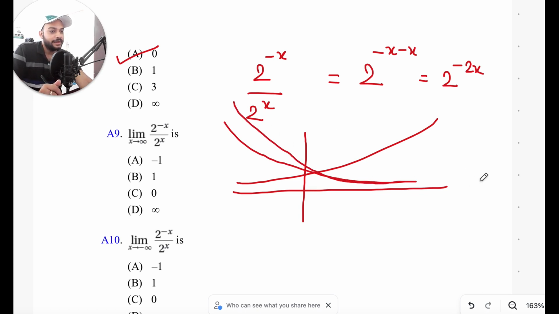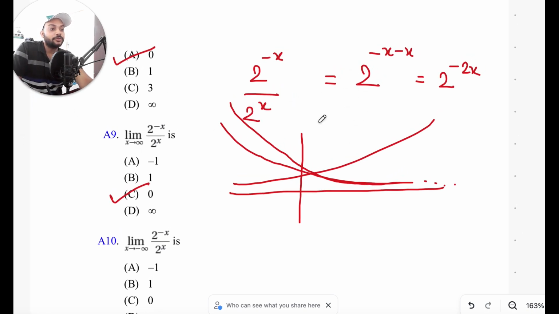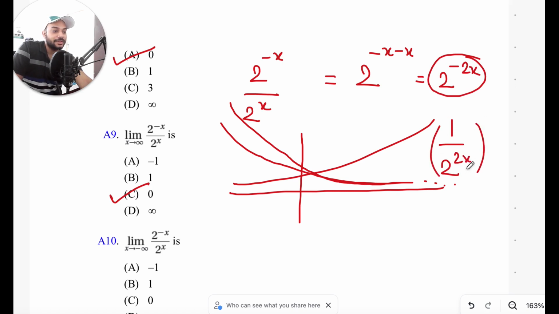Now x tending to infinity, they're asking. It's approaching 0. Option C. It could also be seen without the graph. How? 2 raised to the power negative 2x can also be written as 1 upon 2 raised to the power 2x. Remember the exponent rules. Now put x as infinity. 2 raised to the power infinity is going to be infinity, but 1 upon infinity is approaching 0. So option C is correct.